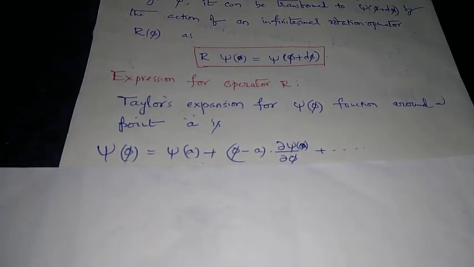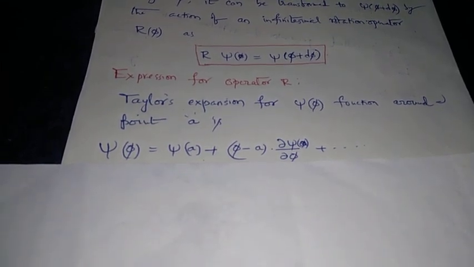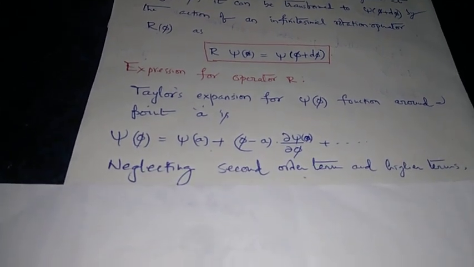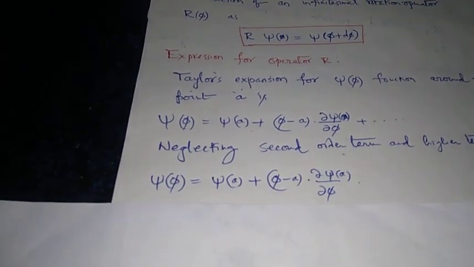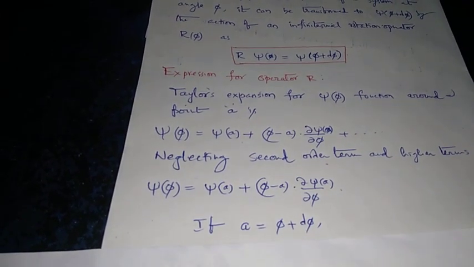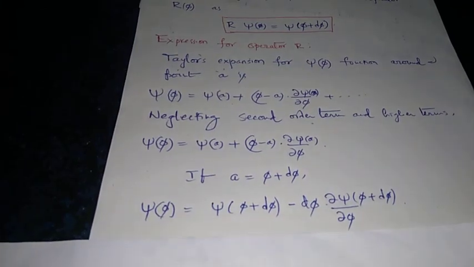Taylor's expansion for the function ψ of φ around a point a is given by this summation here. If you neglect the second and higher order terms, it will look like this. And if the point a is very near to φ, then we can replace it with φ plus dφ in the above equation. So we get this equation.